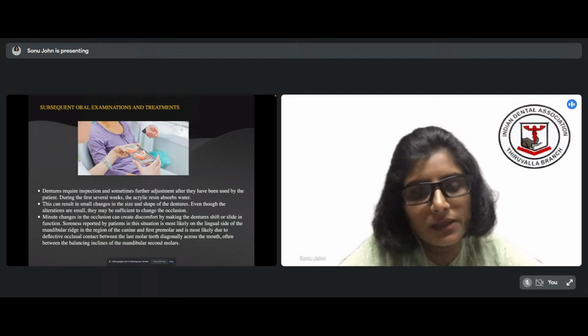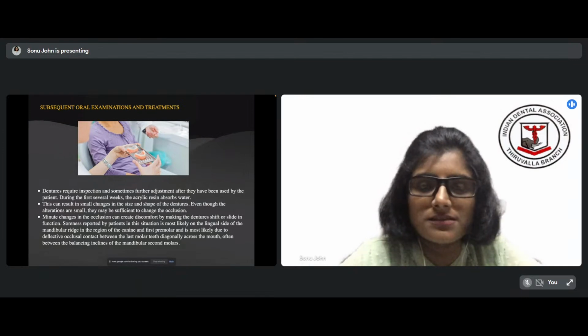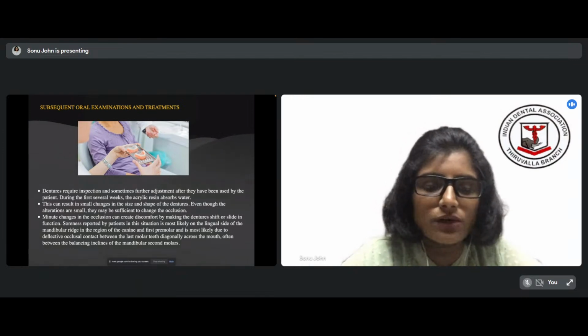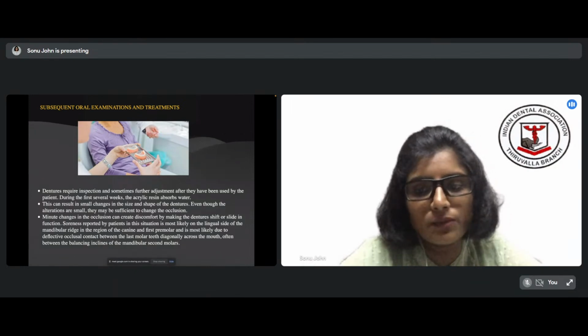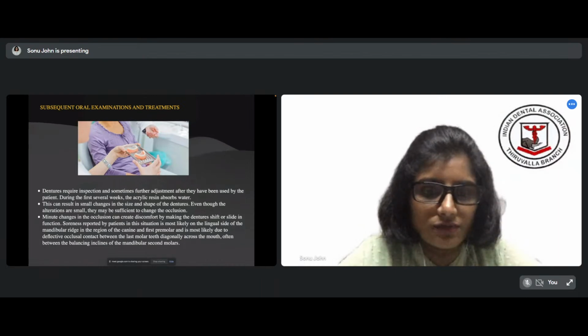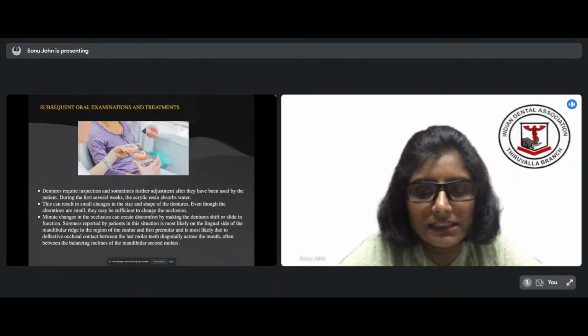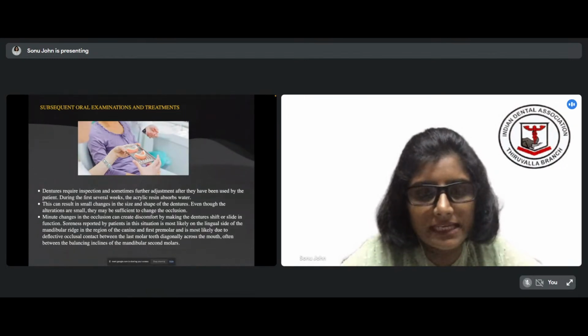Soreness reported by the patient in these situations is most likely a complaint on the lingual side of the mandibular ridge in the region between your canine and your first premolar. This is most likely due to deflective occlusal forces between the last molar teeth diagonally across the mouth, or often between the balancing inclines of your mandibular second molar.